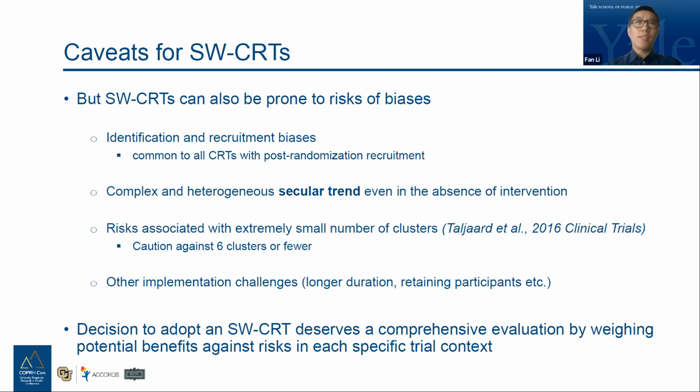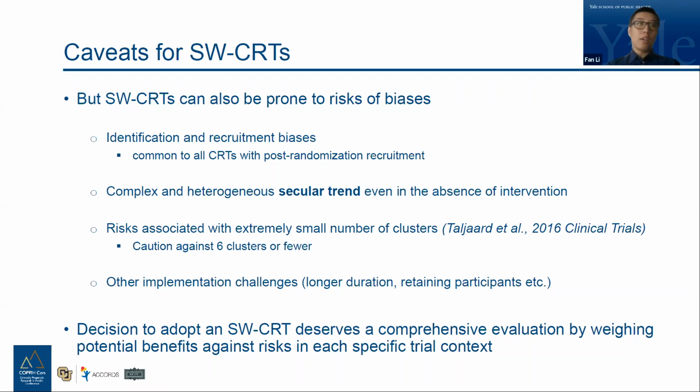There can also be complex secular trend, even in the absence of intervention, which may happen because of an ongoing concurrent intervention program that we may not be aware of. There is also risks associated with extremely small number of clusters in the study, which may lead to some statistical inference issues. And there may be other implementation challenges, including that the trial may require a longer duration, and then under a closed cohort design, we may have some issues in retaining individuals over a long time period.